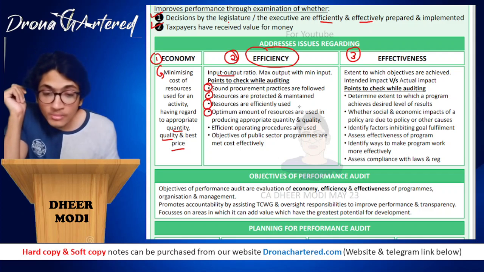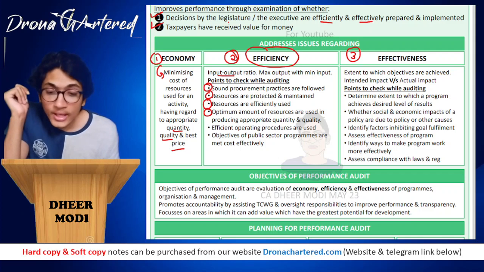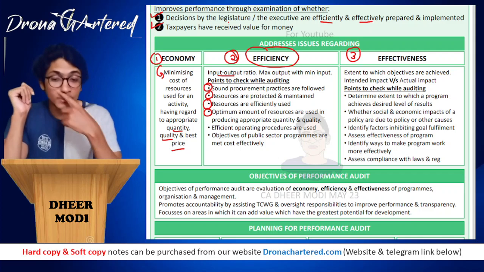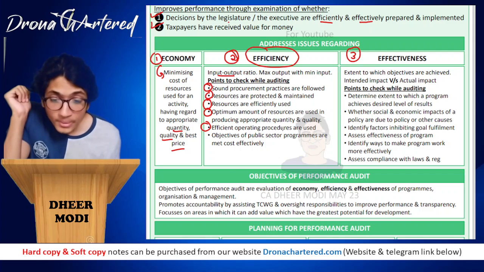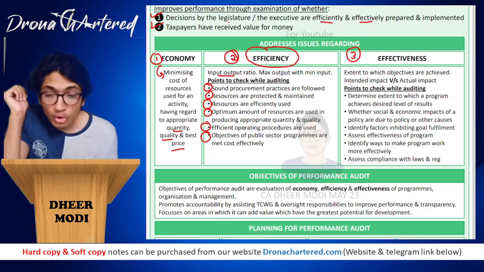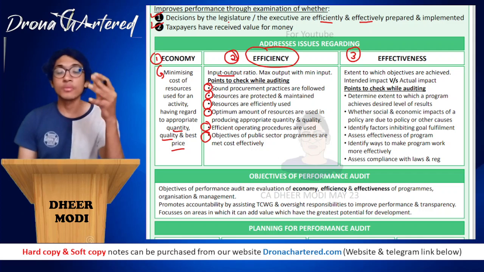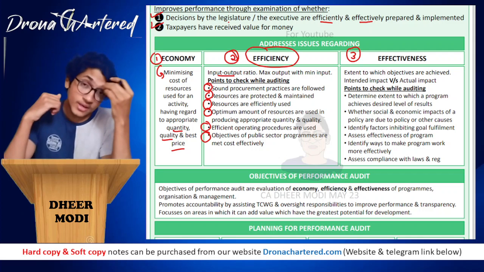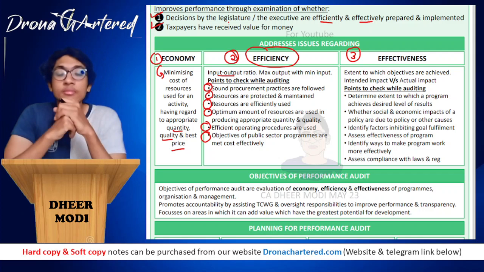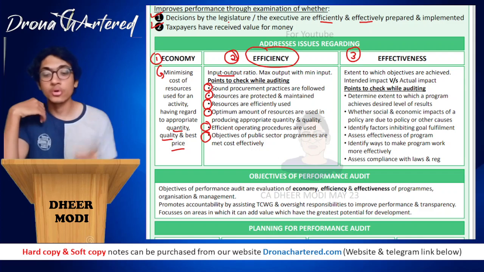Next, an optimum amount of resources is used in producing appropriate quantity and quality. Appropriate amount of resources means nothing should go to waste. Efficient operating procedures are used, and last, the objectives of public sector programs are met cost-effectively. That means public sector programs have a certain objective for which they are made. So we have to make sure that whatever expense we have incurred, is it worth it or not.